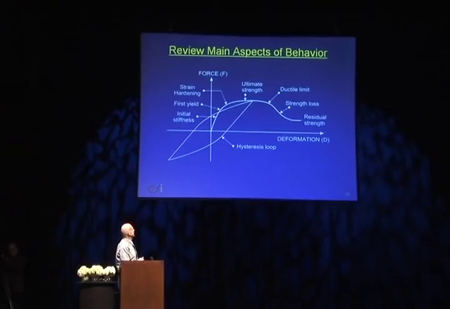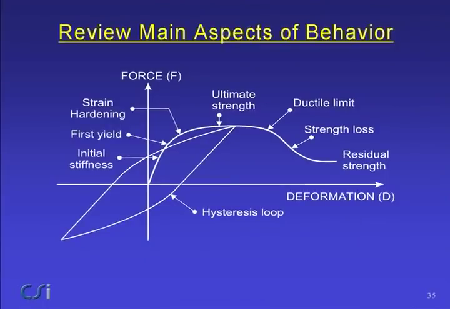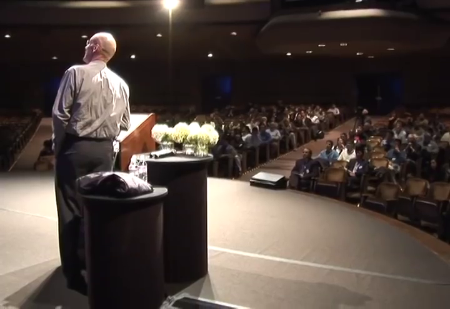Let's review the main aspects of nonlinear behavior. Initial stiffness, first yield, strain hardening, ultimate strength, a ductile limit, some strength loss, residual strength, and then a hysteresis loop. These are the types of things that we need to think about modeling for when you're doing nonlinear analysis.